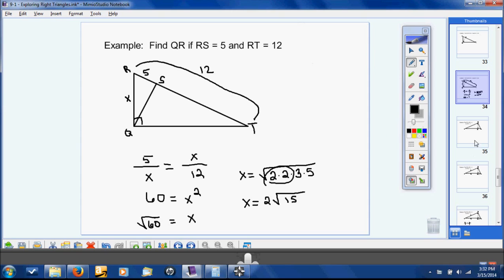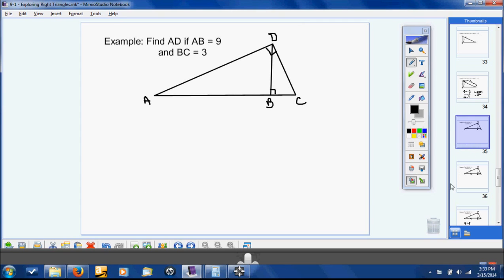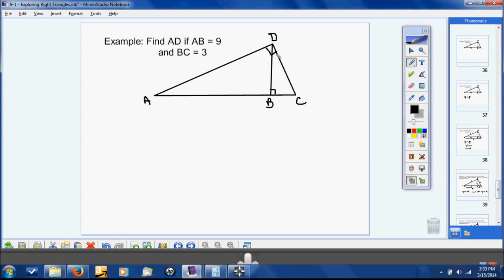We need to continue on, and here's an example. We're supposed to find AD if AB is 9 and BC is 3. Now notice that the picture got turned around. I want you to be able to do these problems regardless of how the picture is turned. So here AD and DC are the legs, so we need to keep that in mind.